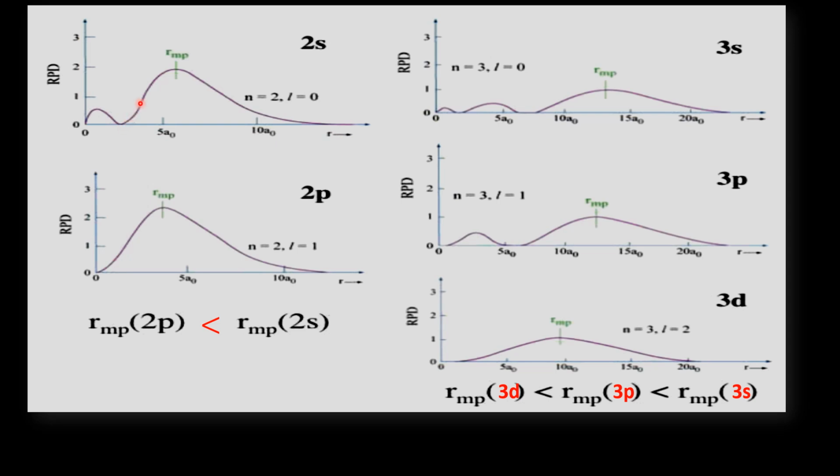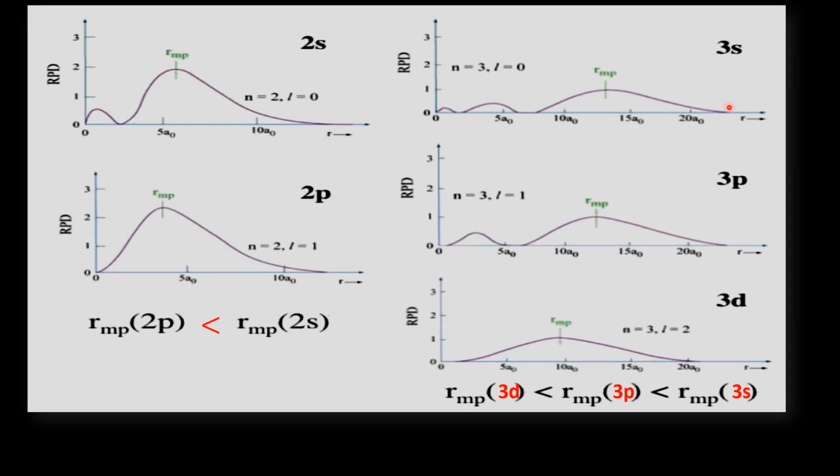You have the one node, and as you go up, the most probable radial distance is between 5a naught and 10a naught. So for the 2s orbital, n is equal to 2 and L is equal to 0. Similarly for the 2p orbital, n is equal to 2 and L is equal to 1, and the maximum probable radius here is between 0 and 5a naught.